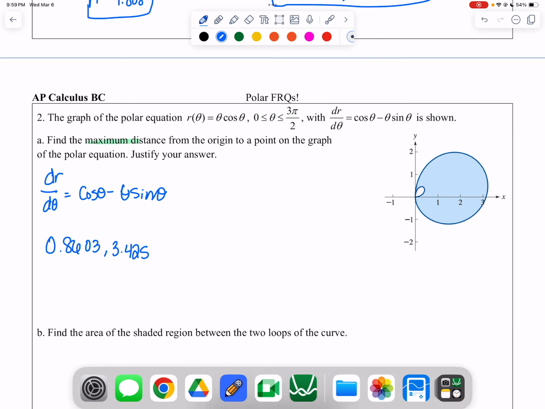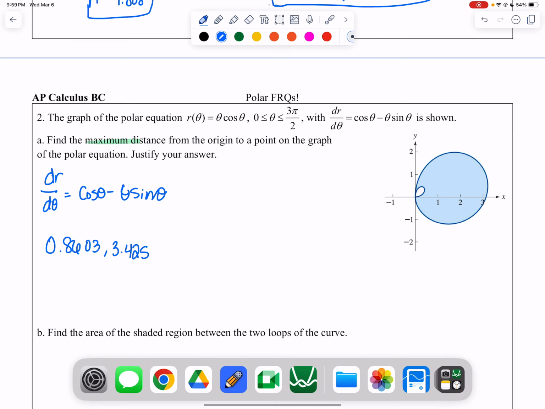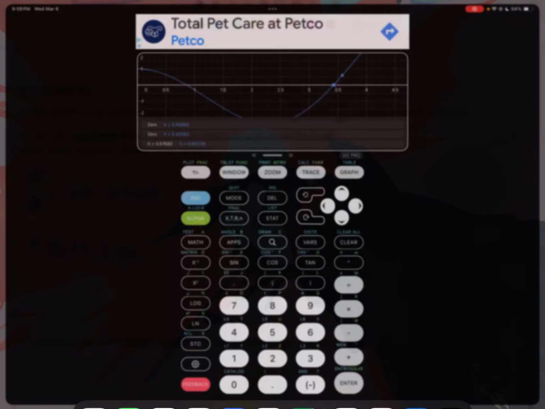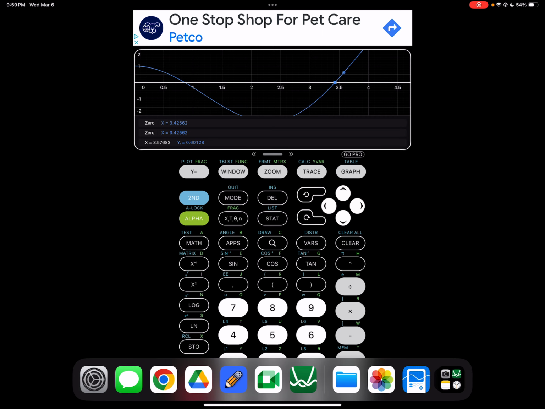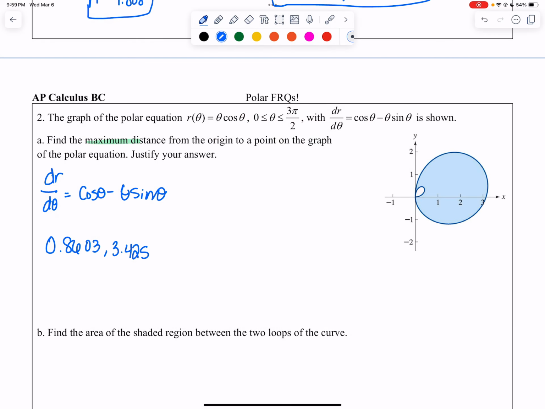Now you might be thinking, why did we include that 0 right there if that right there goes from negative to positive, which is technically a minimum? Well, remember that we're looking at distance. So distance is always going to be positive. So since distance is always going to be positive, I'm also going to include that as a reference point. All right, so we have 0.8603 and 3.425.